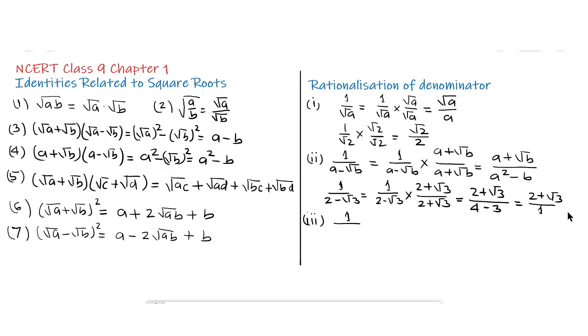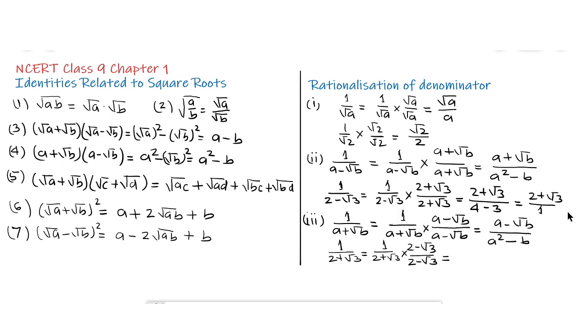The third part is 1 upon A plus root B, and this we have to rationalize now. We have to rationalize the denominator of it. So it is having A plus root B, so we'll have to multiply by A minus root B in numerator and denominator. So this becomes 1 upon A plus root B multiplied by A minus root B upon A minus root B. This is equal to A minus root B upon A square minus B.